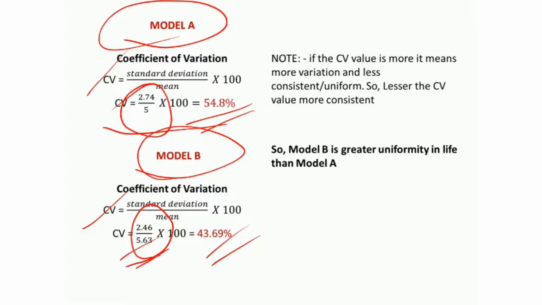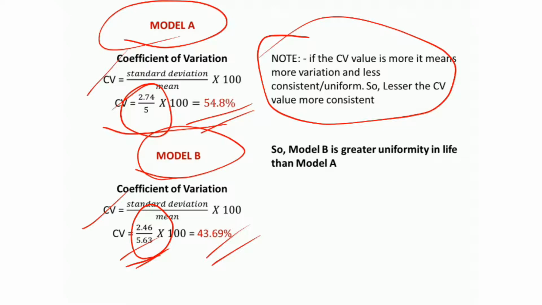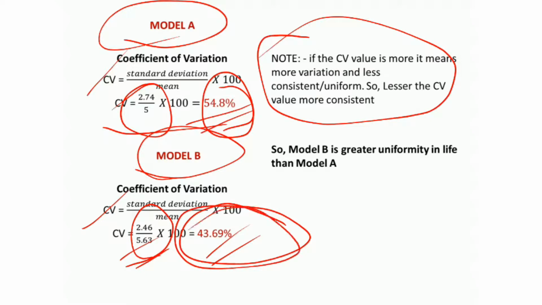There is a note given here. If you clearly understand this note, if the CV value is more, it means more variation. So from model A and model B, model A has the higher CV value, so model A has more variation but less uniformity. Whichever model has the higher CV value has more variation but less consistency or uniformity. So model B has greater uniformity than model A.